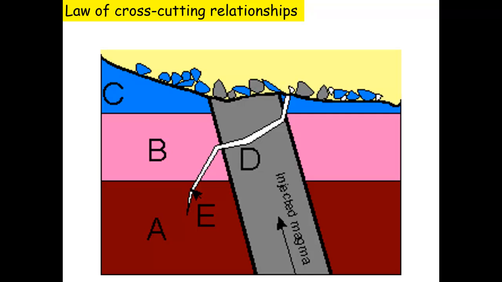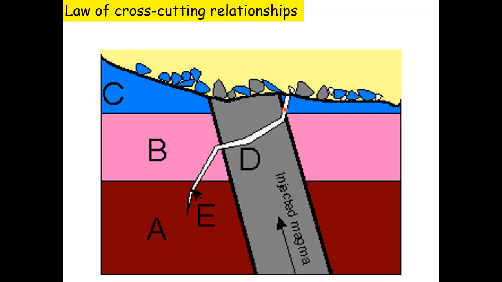Now, to use the law of cross-cutting relationships, you must be able to infer some kind of continuity that's disrupted. For example, here we have three kinds of sedimentary layers, A, B, and C, and by the principle of lateral continuity, we infer that they were once laterally continuous, but they are being cut across or transected by this other geologic unit D. The fact that D cuts across the layering of A, B, and C means that D must be younger than the units it cuts across.